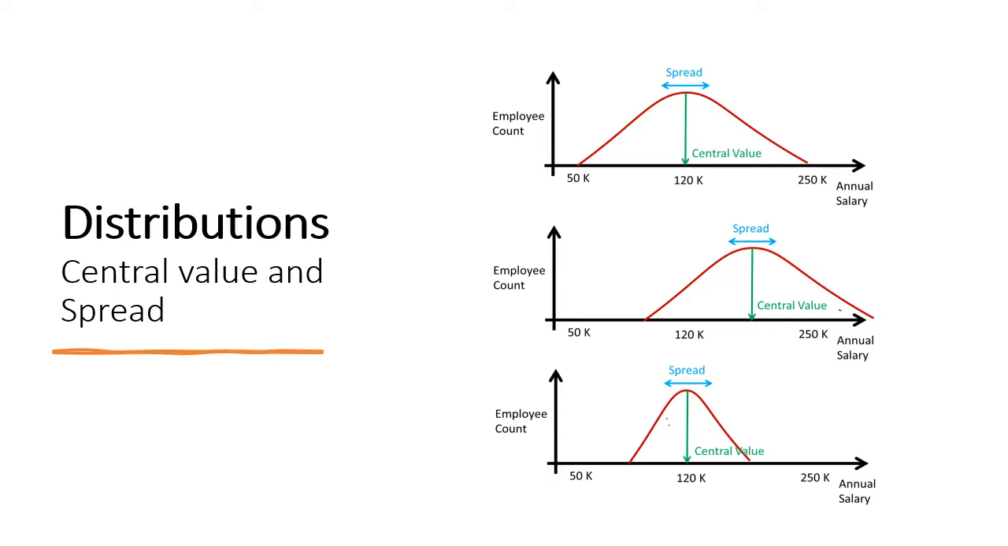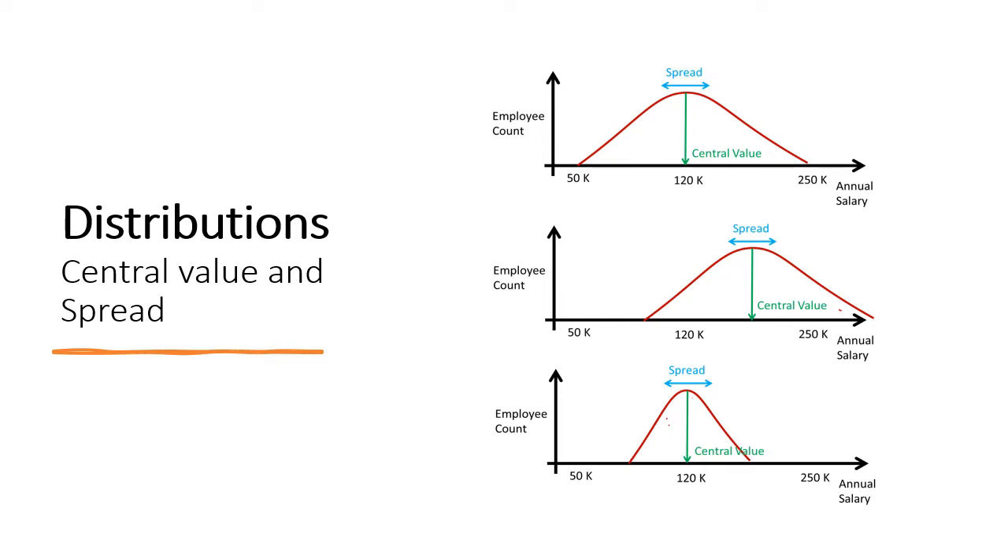We can visualize this using visual techniques, as well as use descriptive statistics methods to get quantifiable values to know what the central value is and what the spread is. In the three diagrams you see here, the top one shows a distribution indicated by the central value and the spread, and the red curve is the distribution. The x-axis tells you the annual salary, and the y-axis shows the employee count for each salary value.